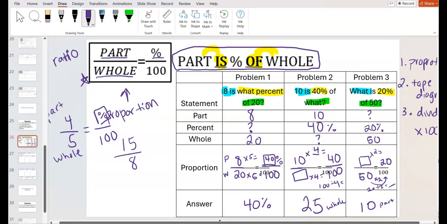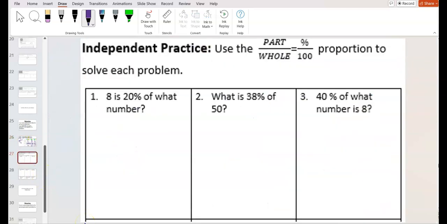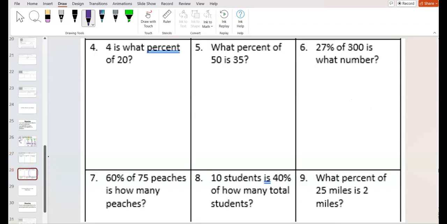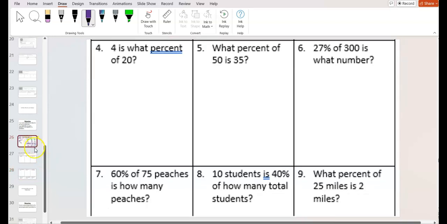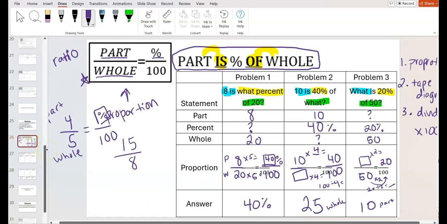Okay. We're going to practice this again. You've got some practice questions here. You guys can pause, go ahead and do these 3. If you have your notebook, you can just pause and do all of these 9 questions, and then you can come back to the video and see if you got them right or not. But your idea is to think, am I missing the part, the percent, or whole?